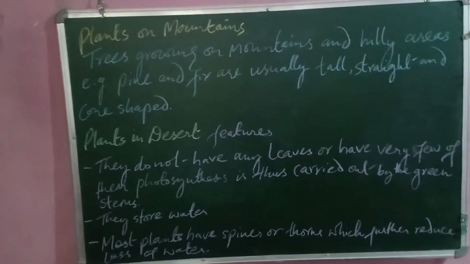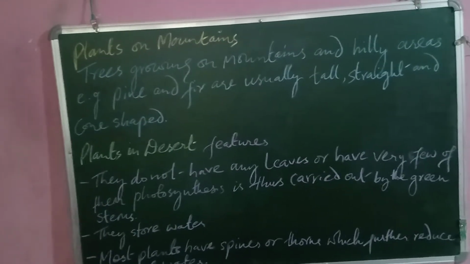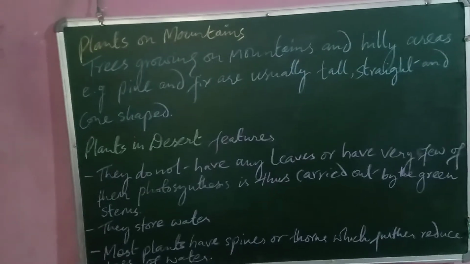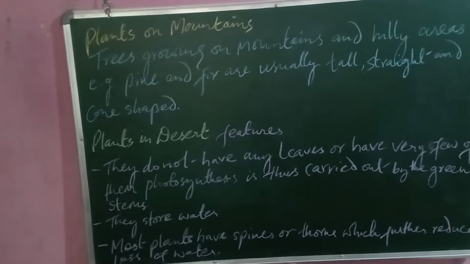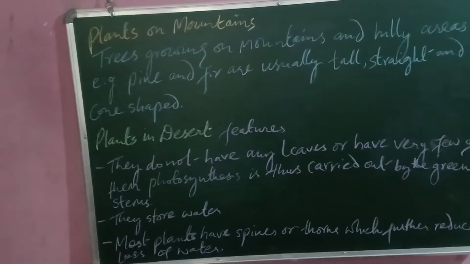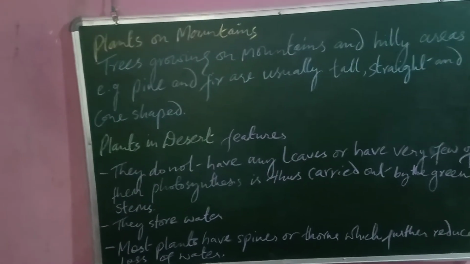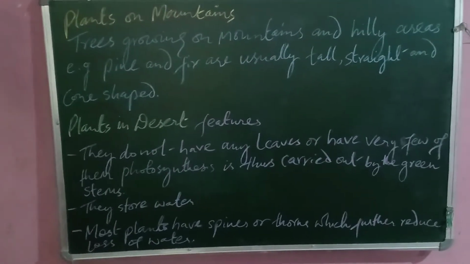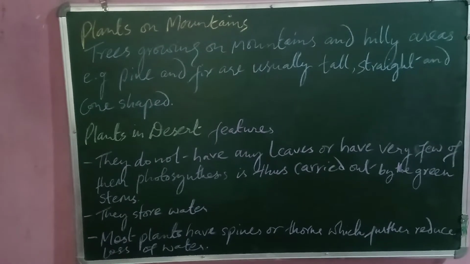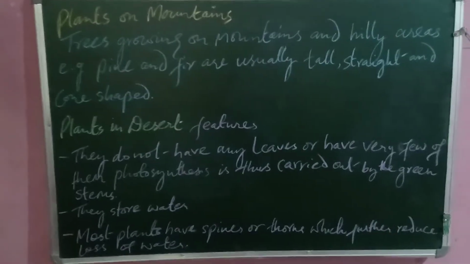if you look at them, okay, they store water in the stems and become fleshy. Most plants have spines and thorns which further reduce loss of water. So these are three main features of the plants that grow in the desert areas.